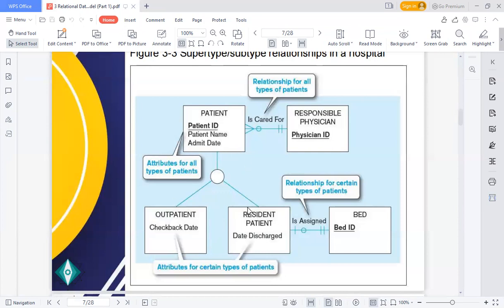Now, if a patient is a resident patient, it is only the resident patient that will be assigned a bed. For example, he occupies one hospital bed. So that is why the relationship between resident patient and bed is exclusive to these two entities. And the relationship between these two entities is not carried over or cascaded to the outpatient subtype, neither to the patient supertype.